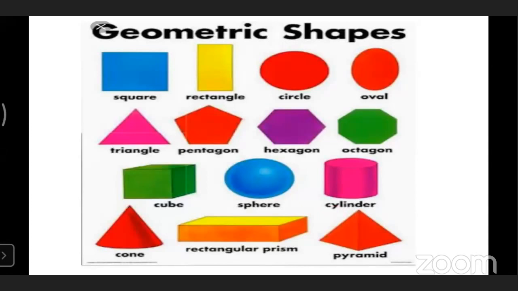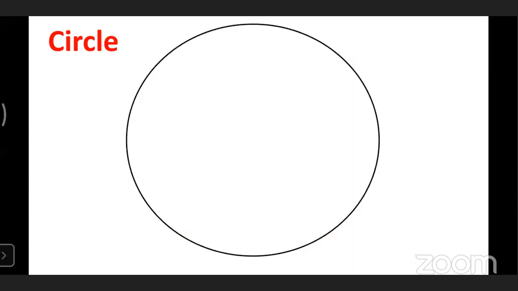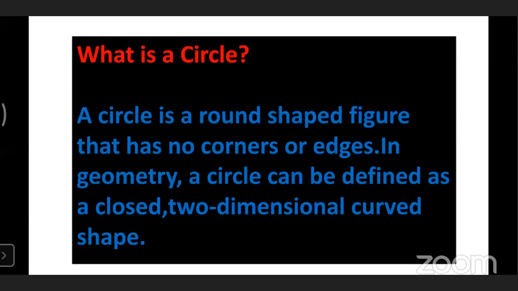Okay. Now let's see more about a circle. This geometrical figure is a circle. Now, what is a circle? Let's see. A circle is a round shaped figure. A circle is a round shaped figure that has no corners or edges.